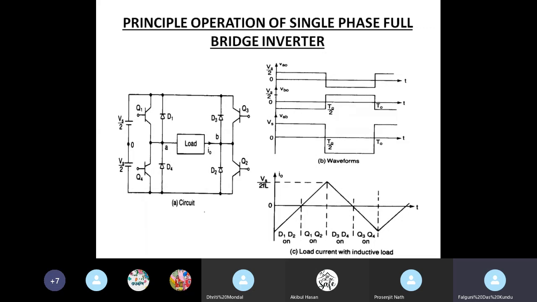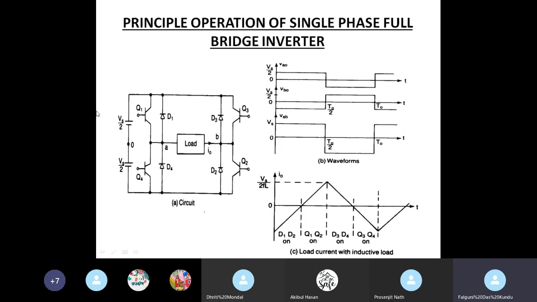diodes are required. So the numbering must be in this way: Q1, Q3, Q4, Q2. These subnotations are very important. We have to write here Q1, Q3, Q4, Q2, otherwise the working principle will be changed. And similarly D1, D3, D4, D2.